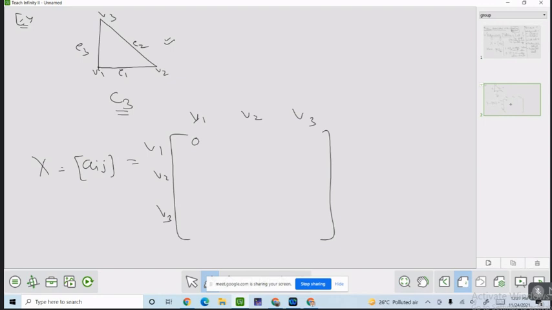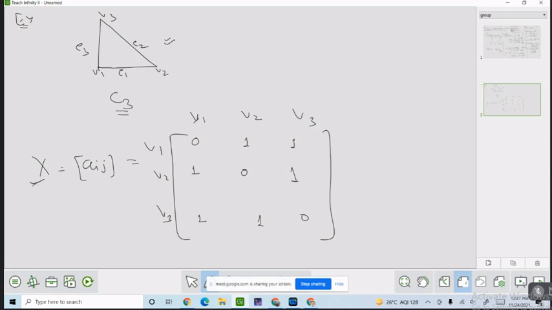Now, is there any edge from V1 to V2? Yes, sir, there is one edge, so I will write 1. Is there an edge from V1 to V3? Yes, so I will write 1. Same for V2: there is an edge to V3 and from V3 to V1, but no edge from V2 to V2, so its value is 0. Are you getting this? Yes, sir. So this is the adjacency matrix.